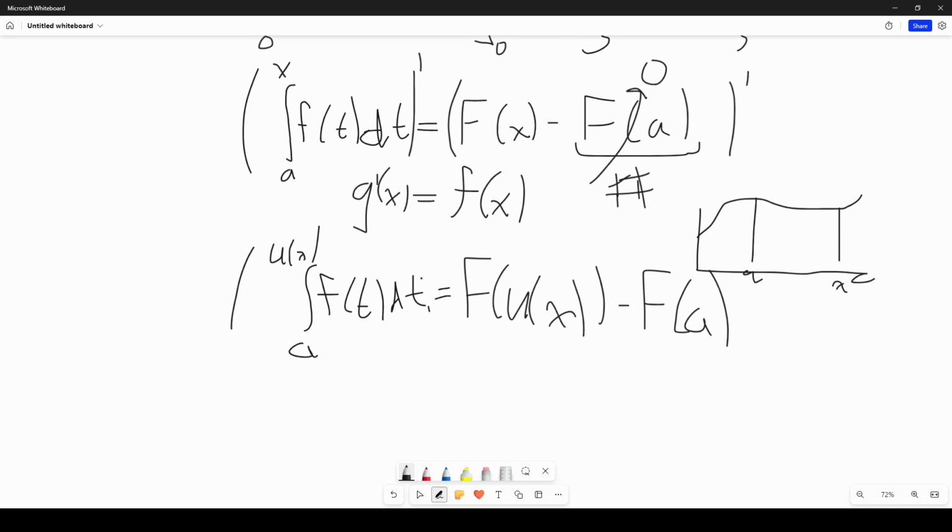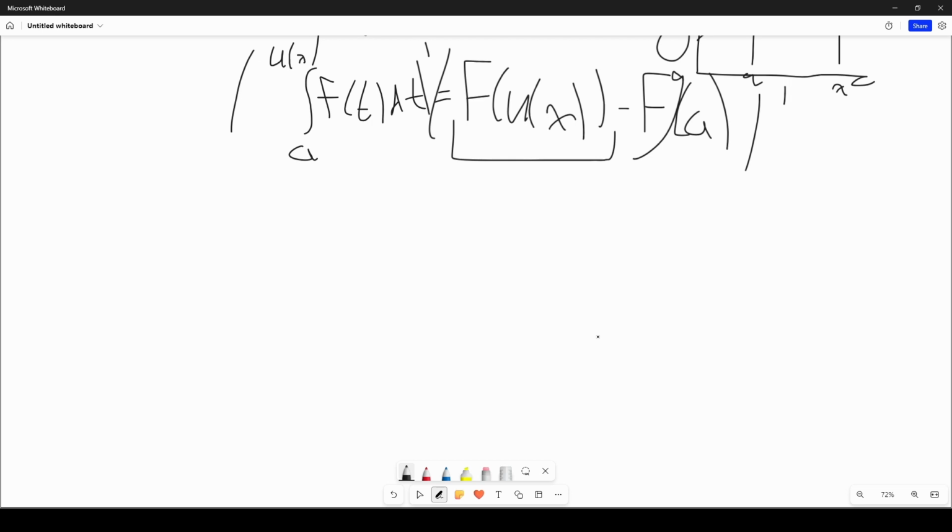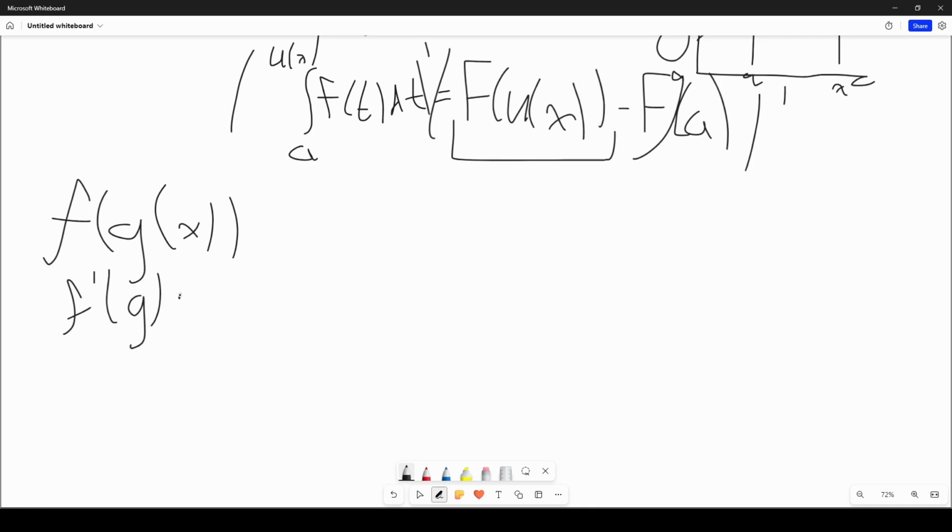When we take the derivative, once again, this goes to 0. And now we get this kind of mess of a function. Luckily, we have the chain rule, which we know what to do. This is when you have two functions, f of g of x, and you want to take the derivative, which is just equal to f prime of g times g prime. So all we get is f of u of x times u prime of x.